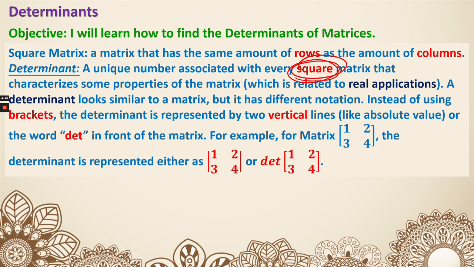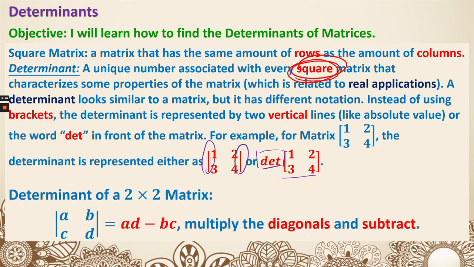The determinant looks similar to a matrix, but it has different notation. Instead of using brackets, the determinant is represented by 2 vertical lines, just like the absolute value lines, or we can use the word det to represent the determinant of the matrix. For example, let's say you have matrix 1, 2, 3, 4. The determinant of that is going to be either using the bars, or you can write the matrix but have the word det in front of it. To find a determinant of a 2 by 2 matrix, simple, we multiply A and D minus B and C. So multiply the diagonals and then subtract.